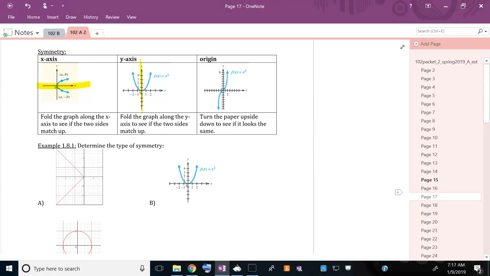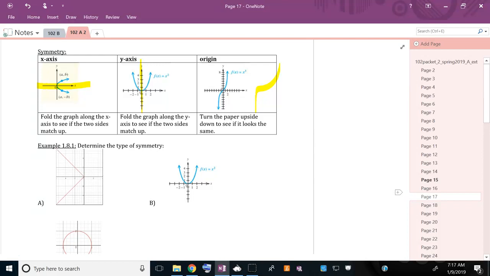This time we're going to turn the paper upside down. So here, if I turn it upside down, it will still look like the same graph, and so it will have origin symmetry.